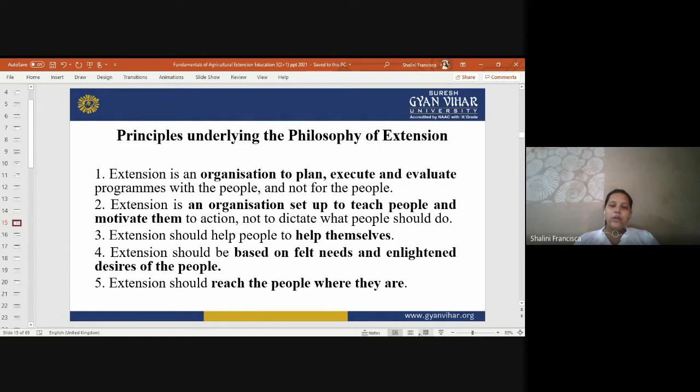They can grow that particular crop or that particular business in that area, and then they can have an economic benefit out of that. Then extension should reach the people where they are. It's not like we have a formal institution and people come there to get information. No, extension always works with the people where they are. If it is in the village, we have to work with the people in the village. We don't have to call them to our offices.